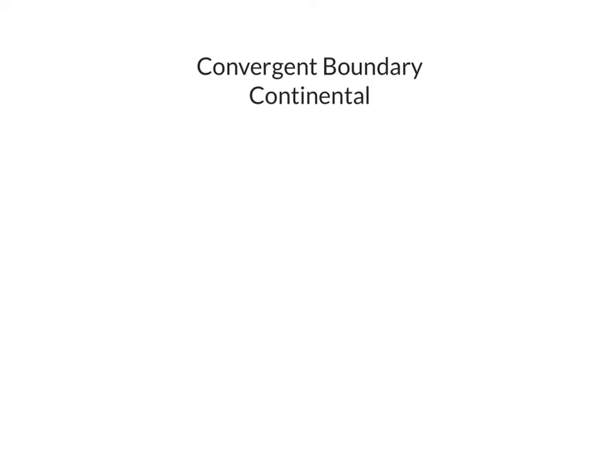This is our last type of convergent boundary, so we're going to look at what happens whenever two continental plates converge or collide together. And this one's a little bit hard for me to draw you a good picture, so we're going to just use a graphic.